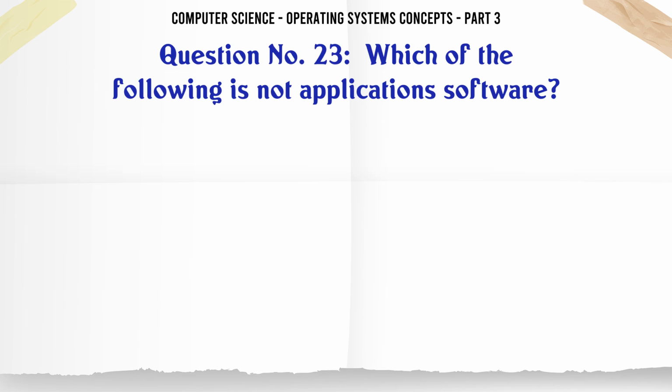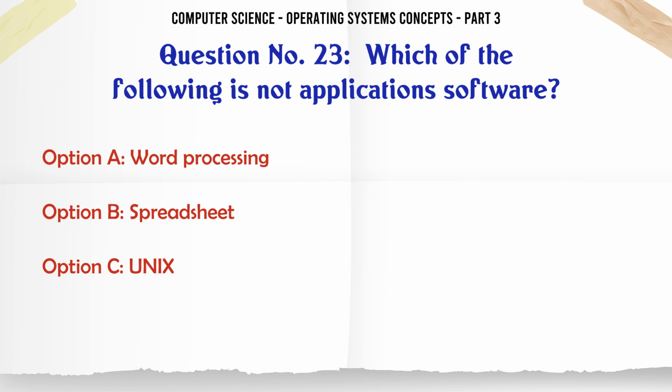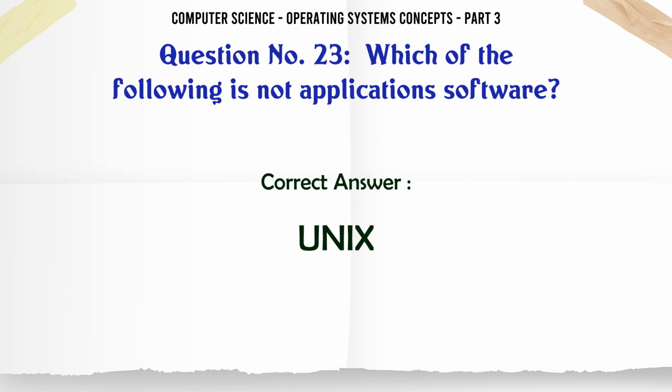Which of the following is not applications software? A. Word processing. B. Spreadsheet. C. Unix. D. Desktop publishing. The correct answer is Unix.